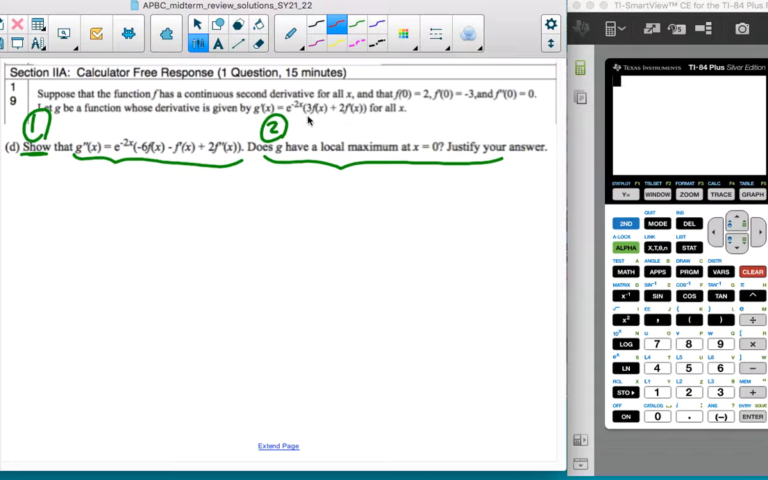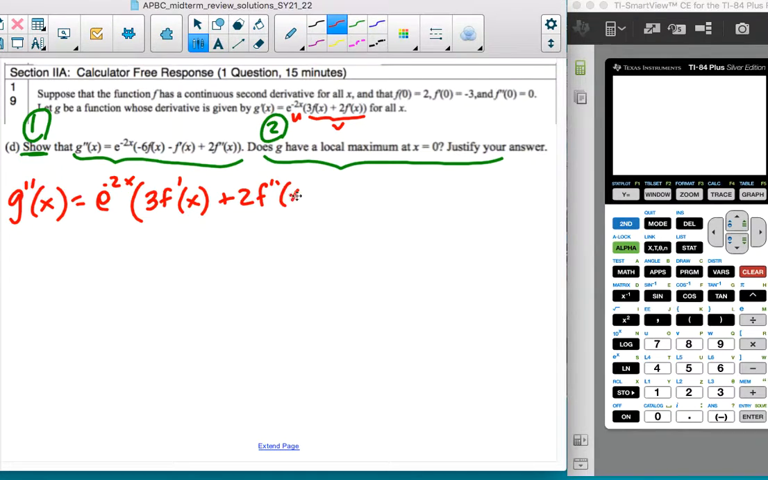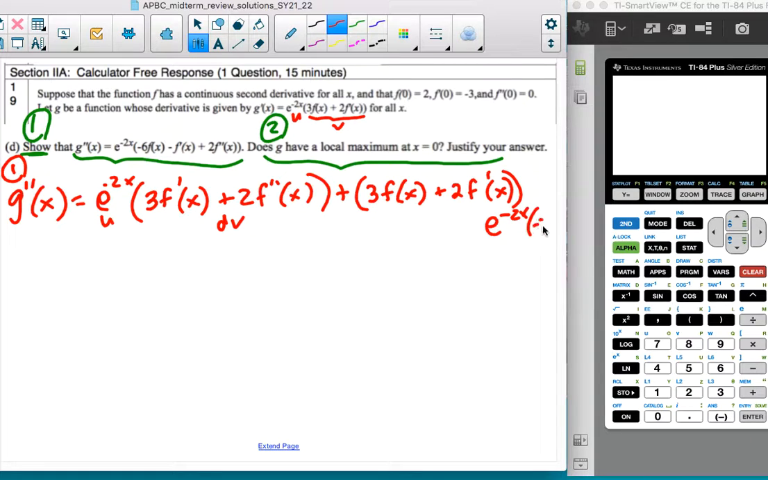So I'm going to do this as a product rule, right, when I differentiate. I'm going to do this as a u, and this whole thing is my v. So when I differentiate, I'm going to get g double prime of x equals u, right? And then my dv is going to be 3 times the derivative of f plus 2 times the derivative of f prime, right? So that's u dv, right, u dv. So this is the first task I was asked to do. Plus my v is going to be this whole ugly mess, plus 2 f prime of x, times du, which is going to be e to the stuff times the derivative of the stuff.